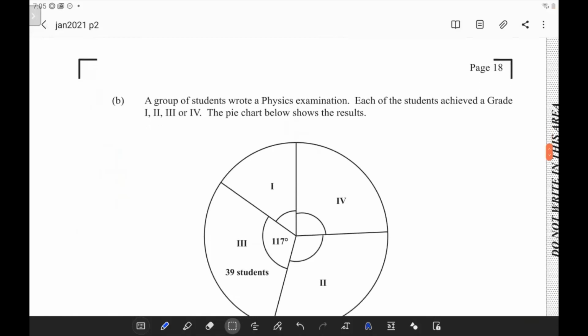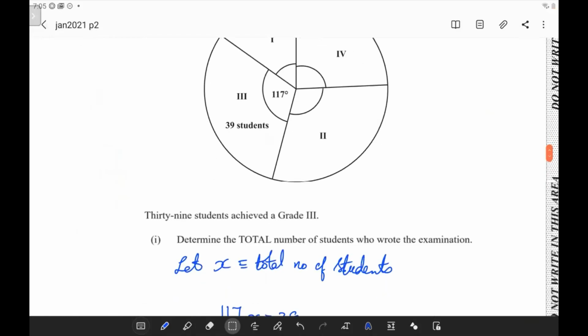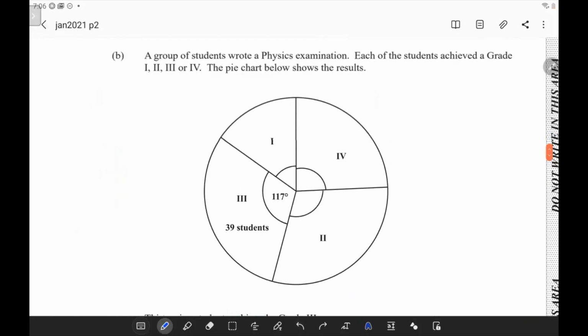Now they say that this pie chart, they never say that the pie chart is drawn to scale. Okay, so I know some of you may be tempted to put a 90-degree angle here. That would be incorrect, because they never say that it is drawn to scale, nor is that 90 degrees.